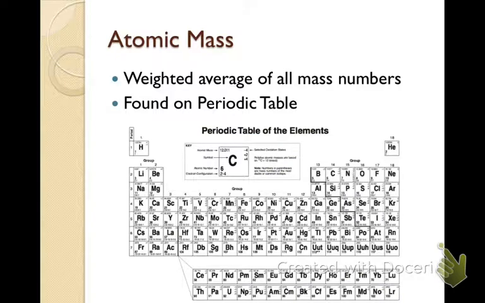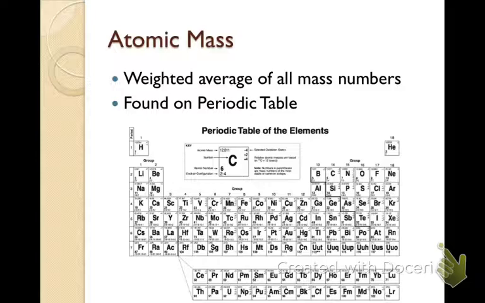The atomic mass is actually the weighted average of all of the mass numbers combined. So we'll see in a little bit that not every atom has the same number of neutrons. So we take however many there are that have a certain percent of neutrons and add them together, and that's how we get our weighted average mass, or the atomic mass. We'll do a calculation for these in just a few videos, so don't worry, you'll see how to do them.